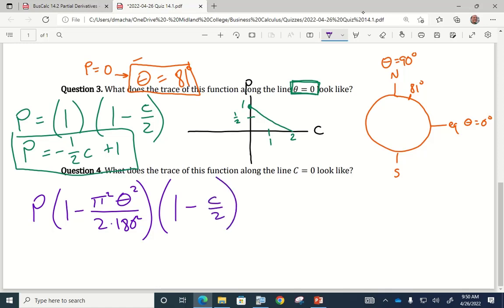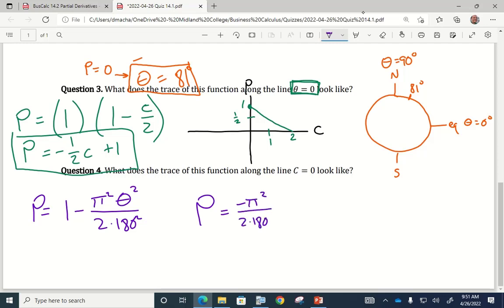But if I set C equal to 0, this is 1 minus 0, and multiplying by 1 doesn't really do anything. And so this would be my function here. And this would also be a line where, no, it's not quite a line, it's actually a parabola. So I'm going to have this leading coefficient negative pi squared over 2 times 180 squared. And then I multiply by theta squared, which makes it a parabola, and then plus 1.